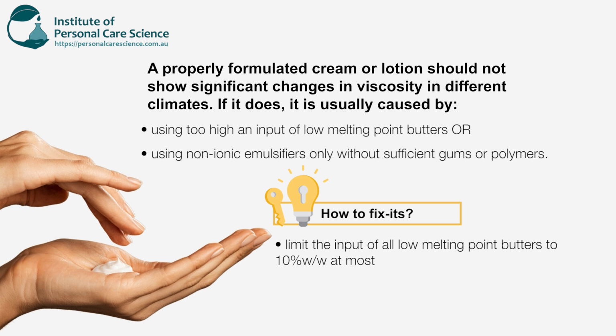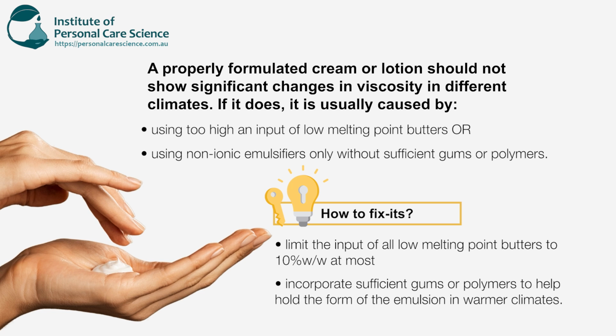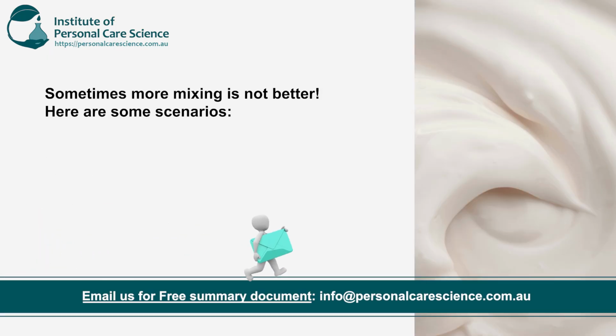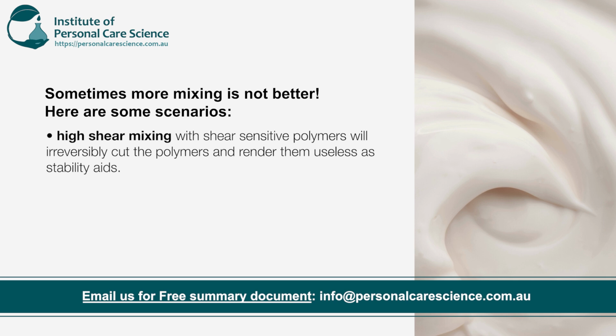And it can also be caused by using only non-ionic emulsifiers in your emulsion without other stabilizing agents such as gums or polymers. Now, there are a few other different types of causes of instability when it comes to emulsions. Now, these could be things such as high shear mixing when it comes to sensitive materials.